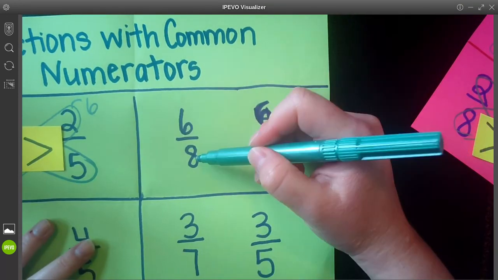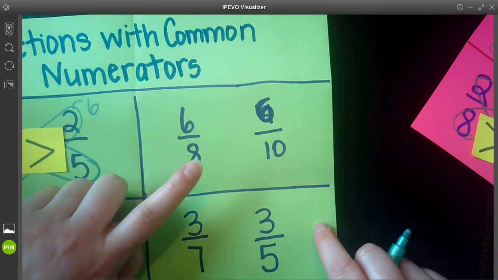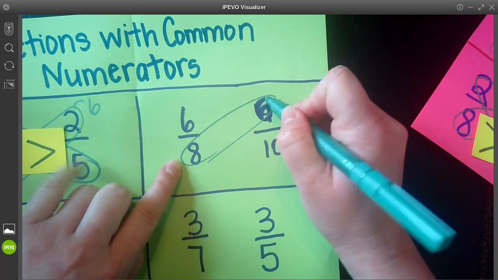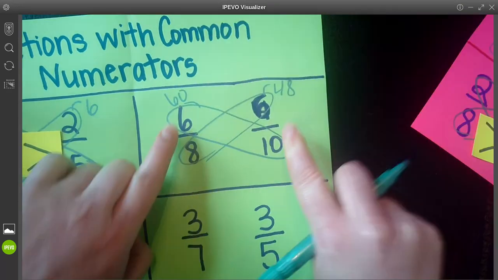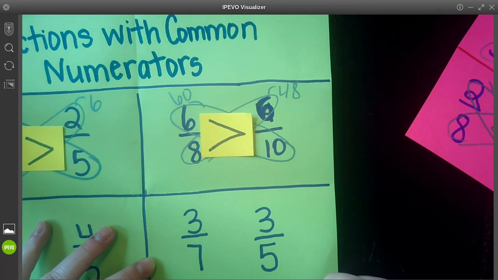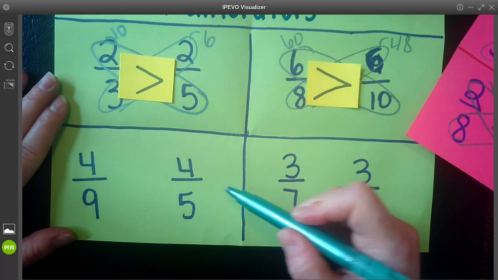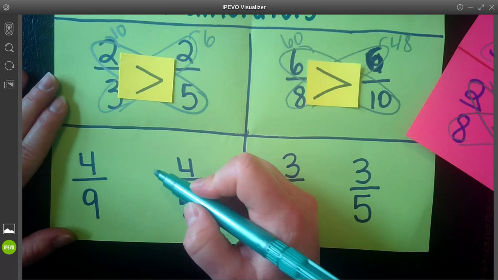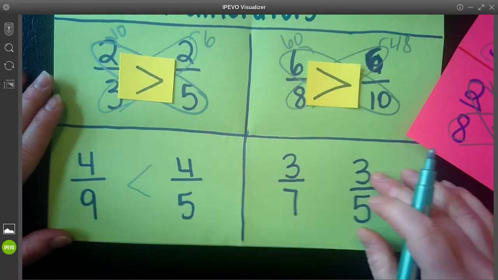What if I have 6/8 and 6/10? Well, do you want to share a pizza with 8 people or 10? You want to share it with 8 people because you get more of it, right? 6 times 8 is 48. 6 times 10 is 60. 60 is greater than 48. So 6/8 is greater than 6/10. Same thing here. If I have 4/9 or 4/5, well, fifths are bigger pieces than ninths, right? So I could say that 4/9 is less than 4/5.